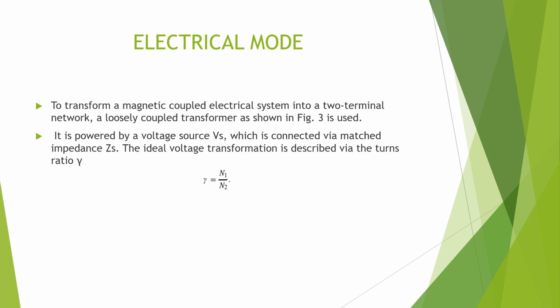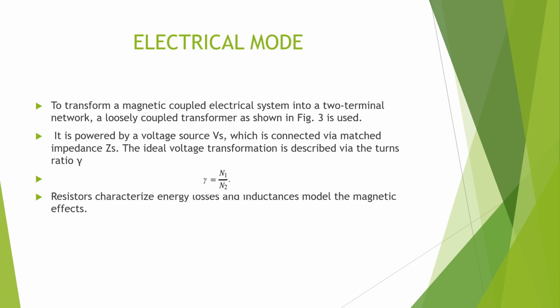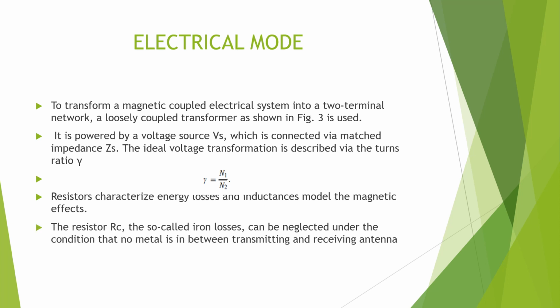It is powered by a voltage source Vs, which is connected via matched impedance Zs. The ideal voltage transformation is described via the turns ratio gamma. Now gamma is N1 by N2. Resistor characterizes energy losses and inductance models the magnetic effects. The resistor RC, the so-called iron losses, can be neglected under the conditions that no metal is in between transmitting and receiving antenna.